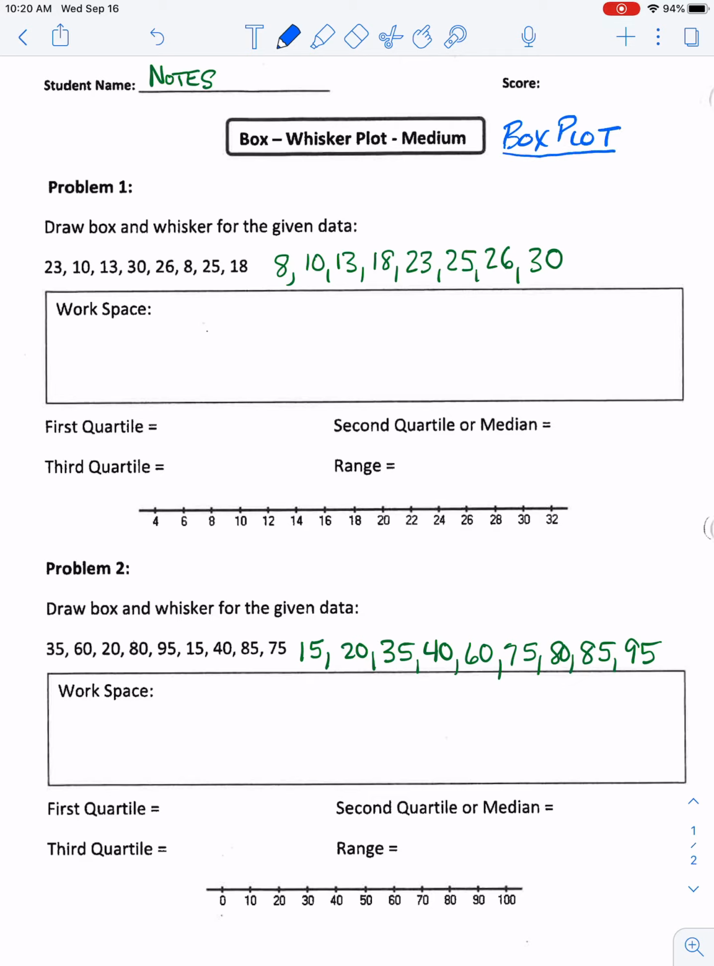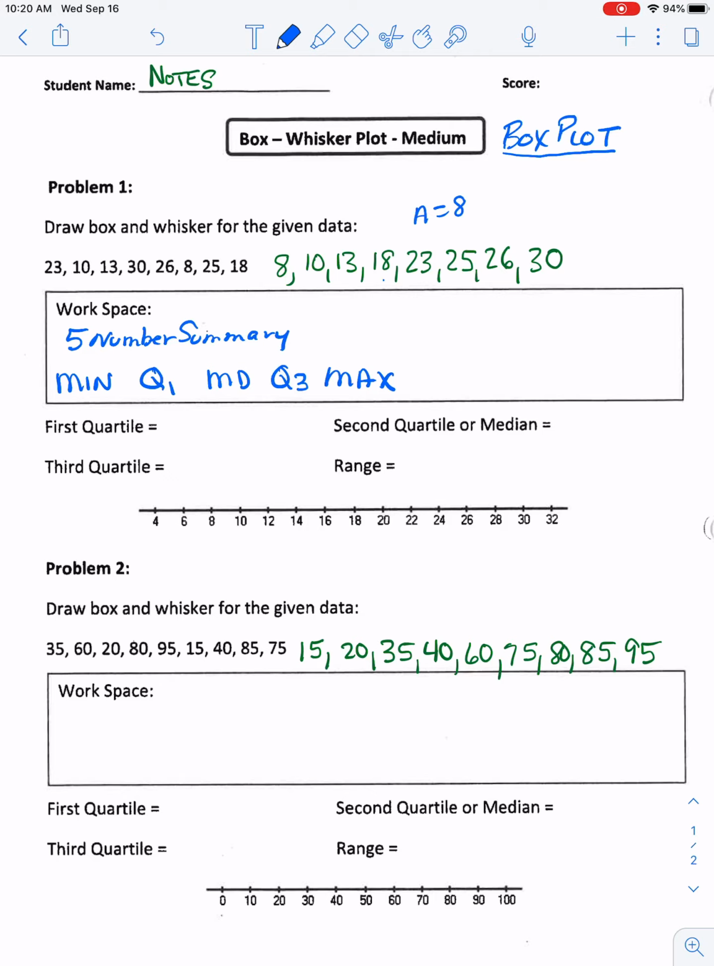First one, I have a set of data, and I noticed that there are 8 values in my data set, and I went ahead and put those in order before I started the video. Okay, so we need to first find what we call the 5-number summary. It's essentially the minimum, Q1, median, Q3, and the max.